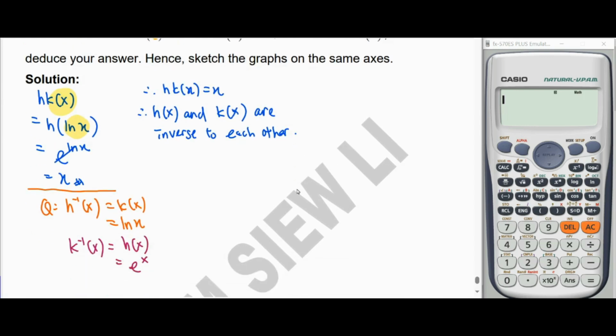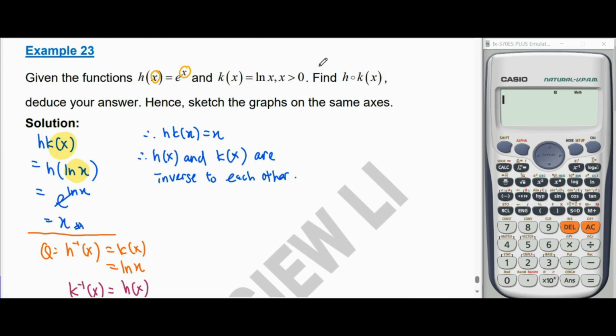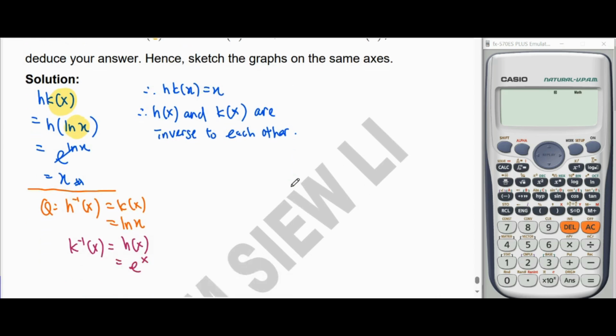Alright, so we go back to the question. Then we're going to sketch the graphs on the same axis. So we know that they are inverse to each other. So when you want to sketch their graphs on the same axis, it means we sketch the exponential function, then we inverse, meaning we do the reflection, so that we show that k(x) is the inverse function. Their relationship is going to come from the concept of reflection. So first of all, we draw out our x-axis and y-axis. And the first function that we want to draw here will be our h(x).